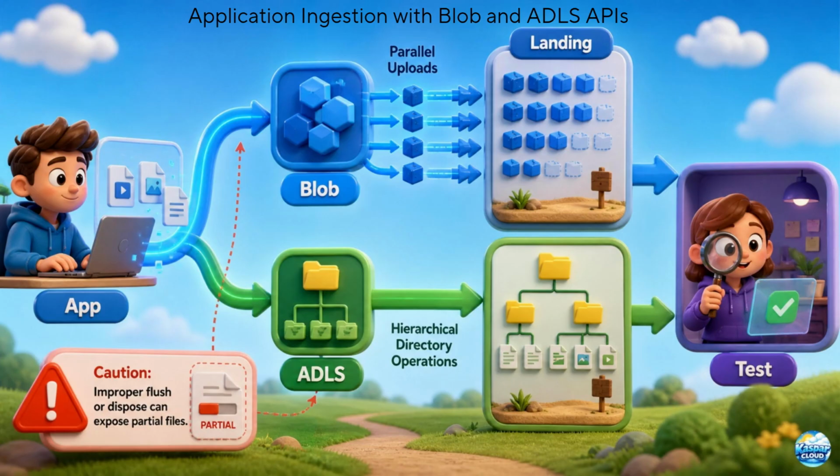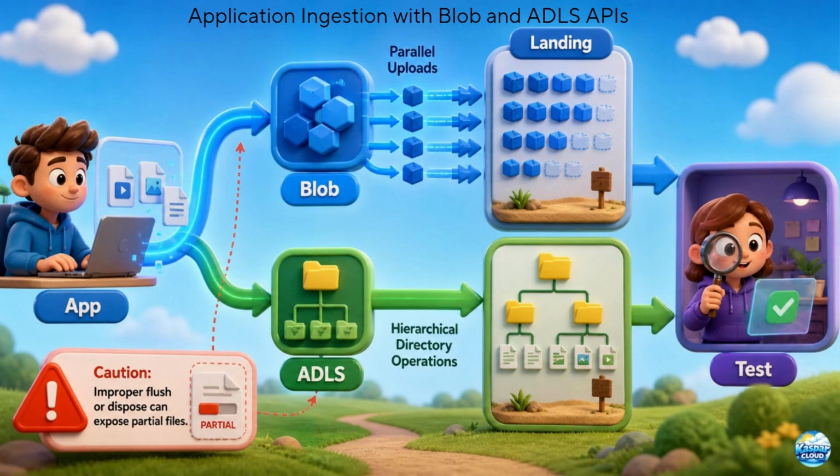OneLake also supports application ingestion and open mirroring patterns through Blob and ADLS APIs. When shortcuts are not appropriate, such as with proprietary systems or custom extraction logic, applications can stream data into OneLake landing zones. Blob APIs are useful for streaming and parallel block uploads, especially when writing large Parquet files from applications. ADLS APIs are useful for hierarchical directory operations, such as renaming and deleting directories.